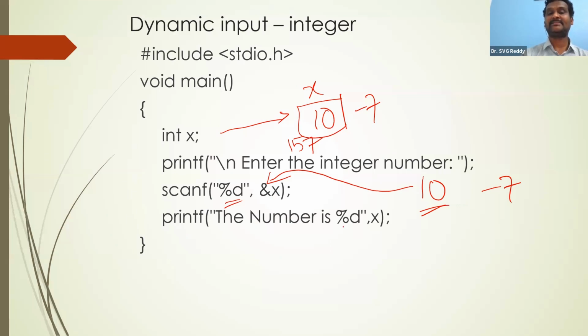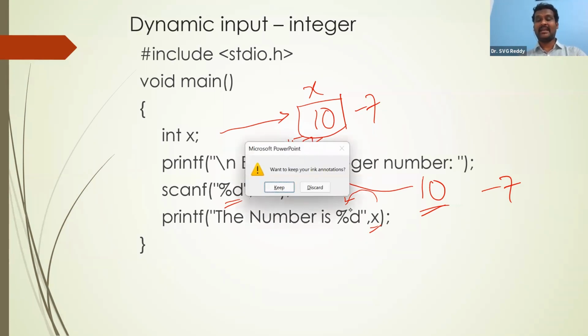Now printf, "The number is %d", x. The number is percentage d, that will be printed on the monitor. X is having 10 now, so 10 is given in the place of percentage d. Whatever is in the double quotes is simply printed on the monitor as it is, but in the place of percentage d, the first variable after the comma will be substituted there. The x value is 10, so 10 is printed in the place of percentage d. The number is 10.